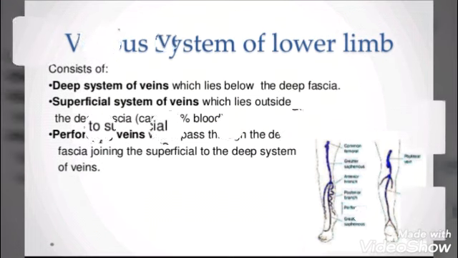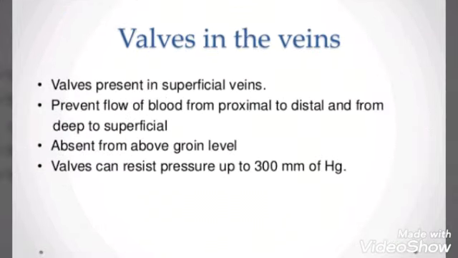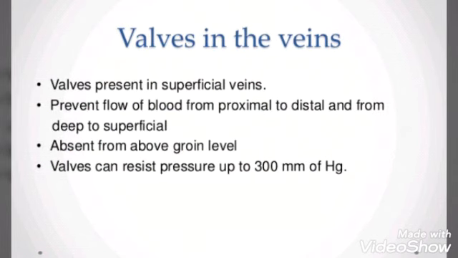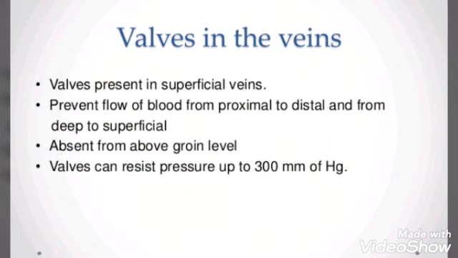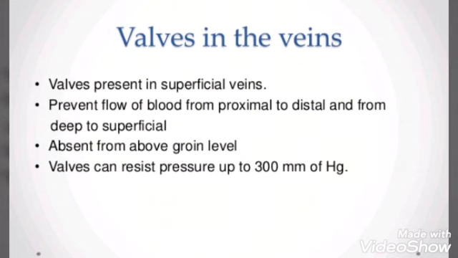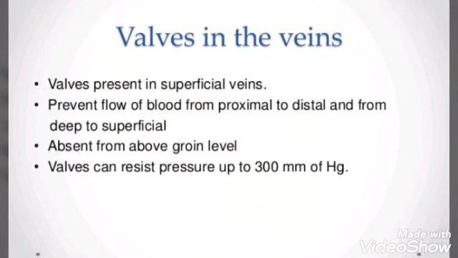Then we'll see valves in the vein. So what are the valves present in the vein that allow the blood to circulate through the whole body? Valves present in superficial veins prevent flow of blood from proximal to distal and from deep to superficial. Absent from above groin level, valves can resist pressure up to 300 mm of Hg.